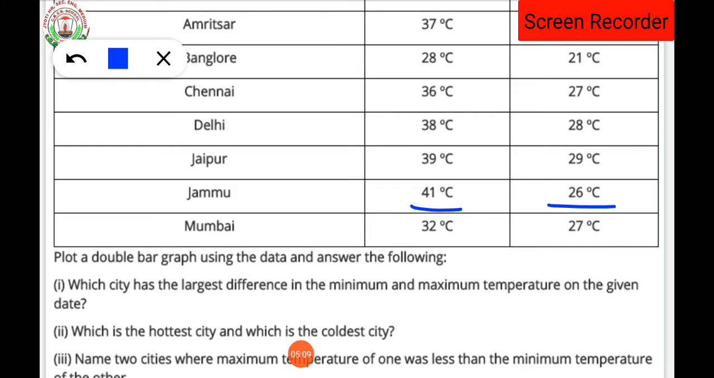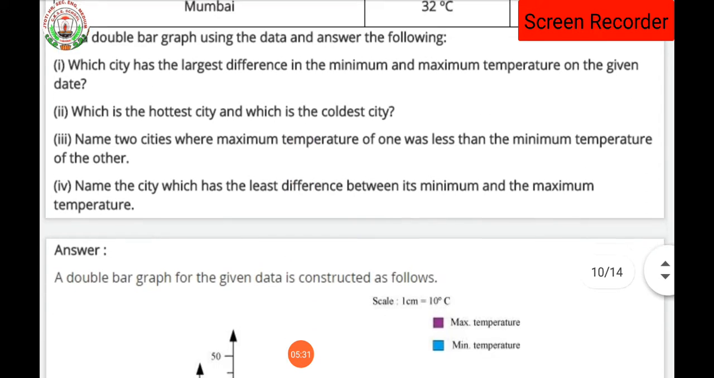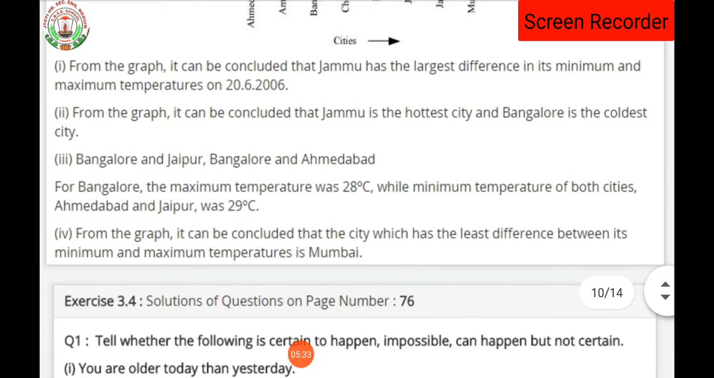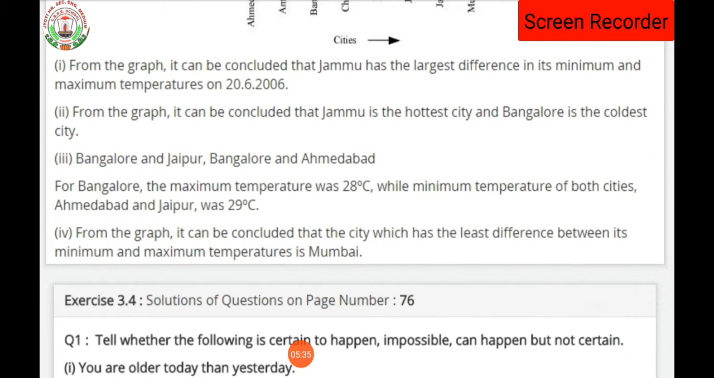If we can see that here, 32 for Mumbai, 27. That means after subtracting, the largest difference is there. Here 39, 29, isn't it? 10 is there. Here also 10 difference is there. Here also some 11, not less than 10 difference is there. Sorry, 11 it will be, isn't it? So here in Jammu and Kashmir, the largest difference between the maximum and minimum temperature is there. So the answer will be Jammu.